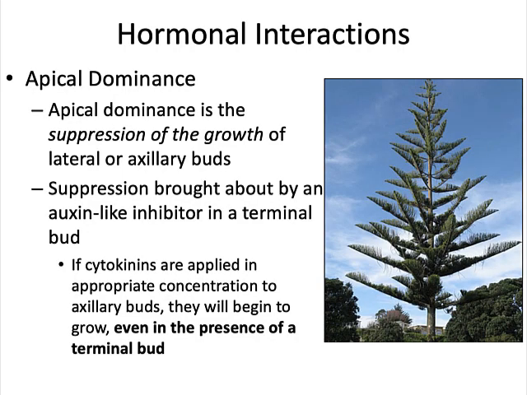Often, hormones interact within the plant's tissues and organs. An example is apical dominance. Apical dominance is the suppression of the growth of lateral or axillary buds. And this suppression is brought about by an auxin-like inhibitor in a terminal bud. If cytokinins are applied in appropriate concentration to the axillary buds, they will begin to grow, even in the presence of a terminal bud. Therefore, cytokinins may counteract this apical dominance when needed by the plant.